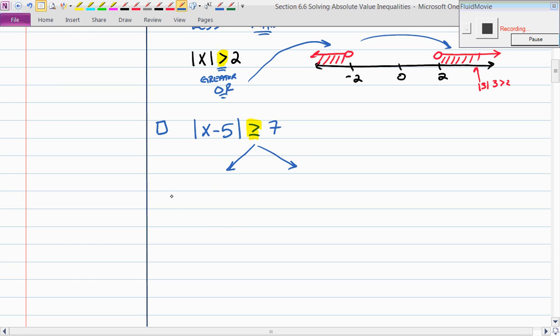One way is to say that x minus 5 has to be greater than or equal to 7, or I can say x minus 5 has to be less than or equal to negative 7. And the reason I reverse the sign is because I want all things that are less than or equal to a certain number or greater.